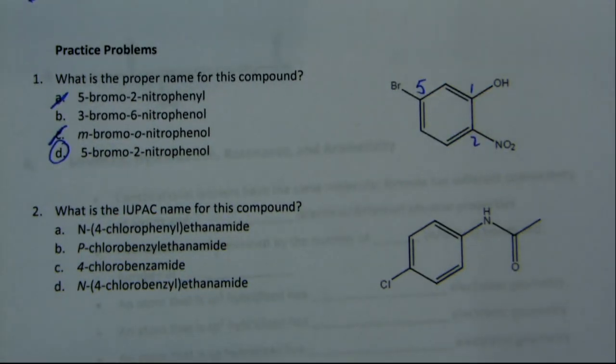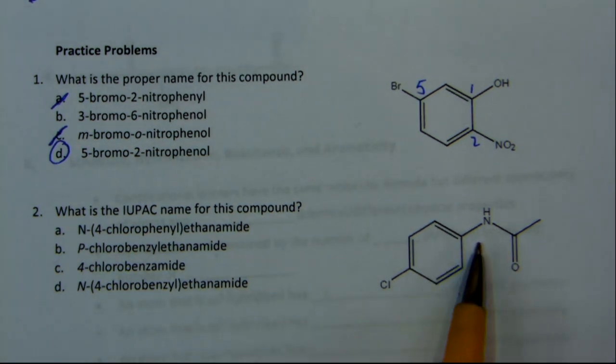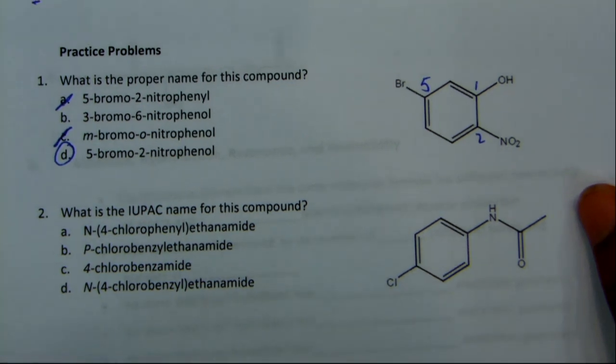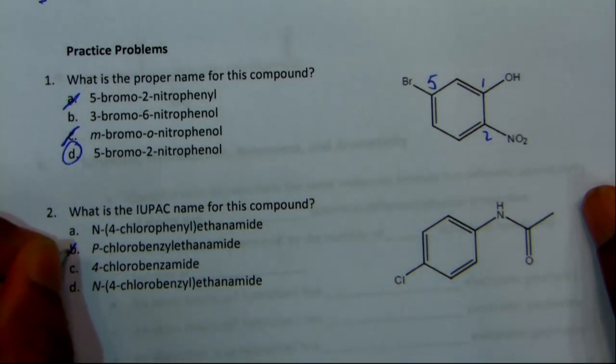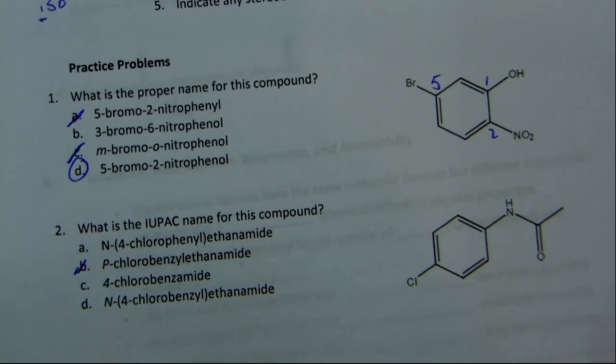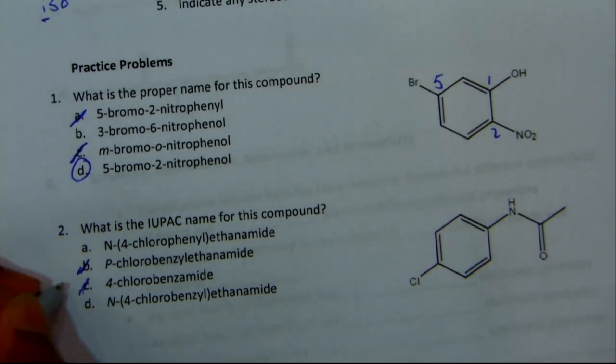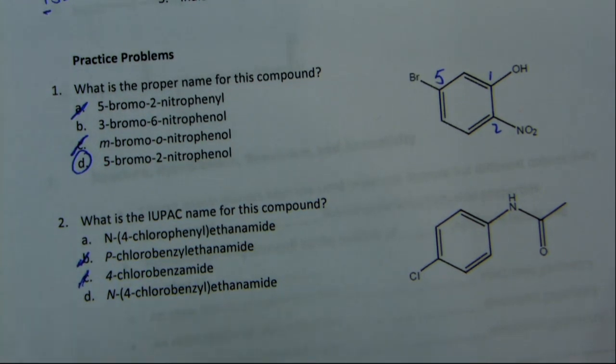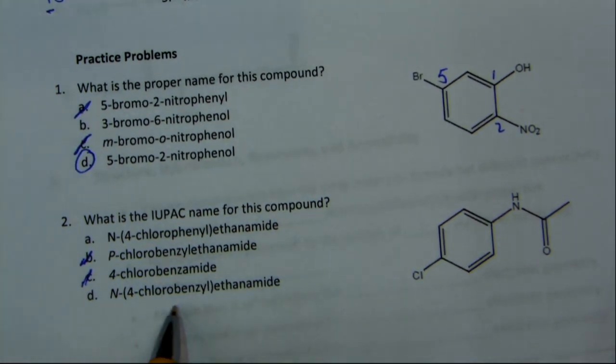Okay, so what is the IUPAC name for this compound? Once again, let's just attack it and see what we can get rid of. Just by looking at this one, I see my amide here, and when I'm naming a substituent off an amide, I usually put N, right? So the one that doesn't have N is this one, so that's out of there. And this also doesn't have an N, so that doesn't make any sense. So now we're stuck between chlorophenol and chlorobenzyl.